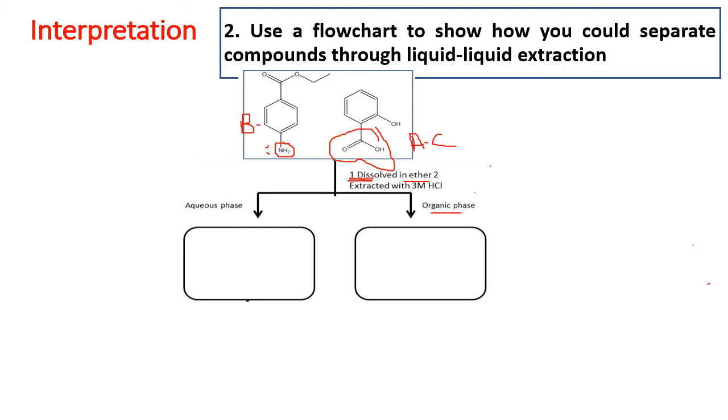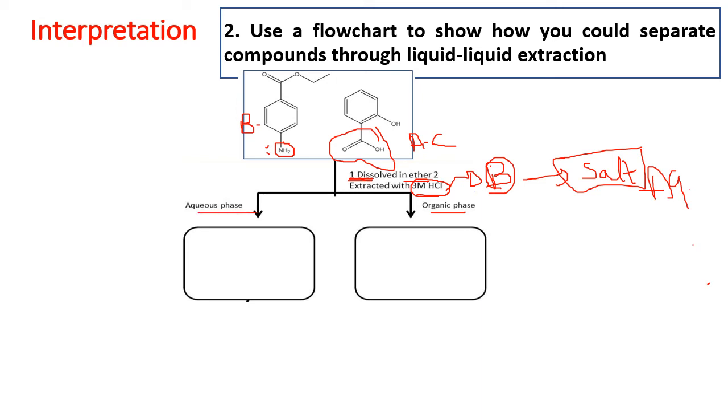So in the organic phase, I would have both compounds. And then I used 3 molar HCl. That means that I added an acid. So we say that the acid would react with what? It would react with the base. And both of them would form what? They will form the salt that will move into what? That will move into the aqueous layer.